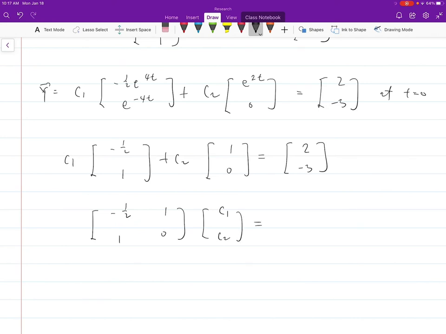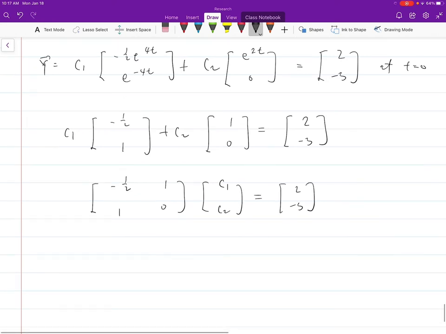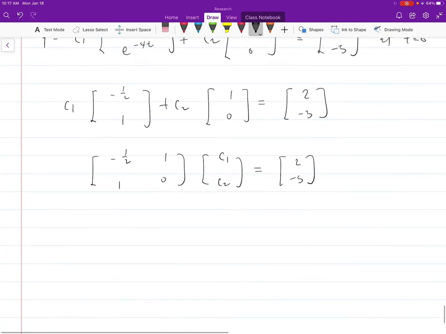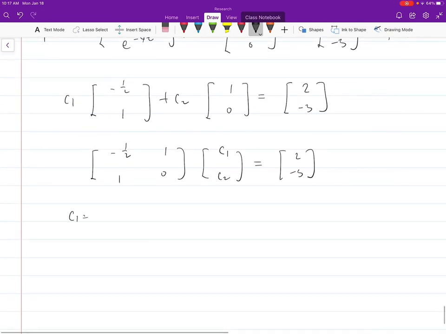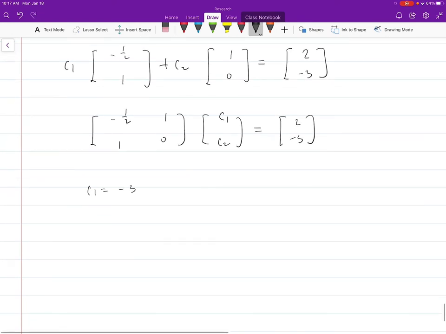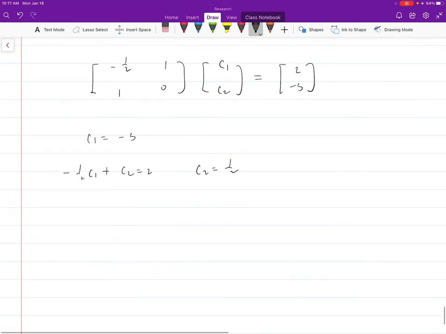This is probably section 1.1 in linear algebra, solving linear systems. You can use echelon form, you can use all kinds of fancy skills you have. Go ahead and solve it. Let's see. Be careful. Let me write it out. C1 plus 0 equals negative 3. So C1 equals negative 3. Negative 1/2 C1 plus C2 equals 2. C1 is already negative 3, so C2 equals 1/2.